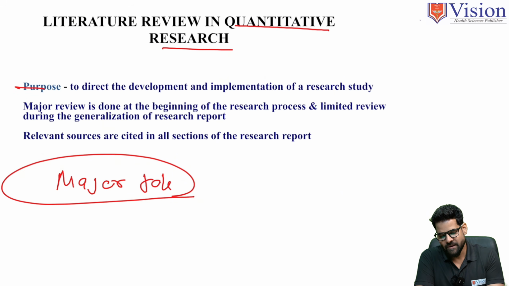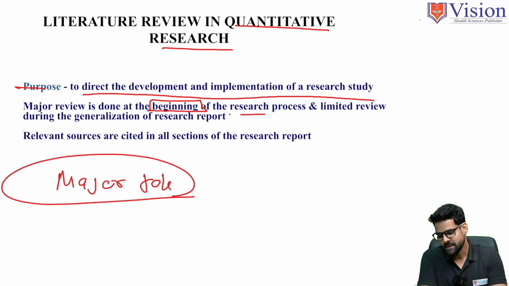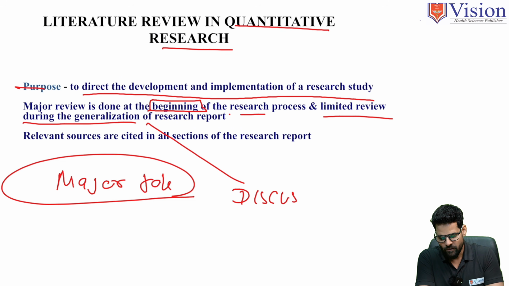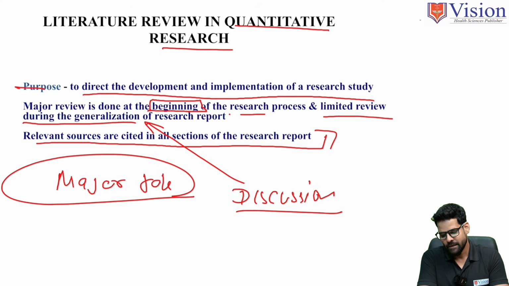The purpose is to direct the development and implementation of the research. A major review is done at the beginning. Please remember, in quantitative research, most of the review is done at the beginning of the research process, and a limited review is done during generalization, so during the discussion part, we do the remaining literature. Relevant sources are cited in all sections of the research report. Whether you are writing the method, discussion, result or introductory part, wherever required, you keep citing the work of previous scholars. So that is about the quantitative one.